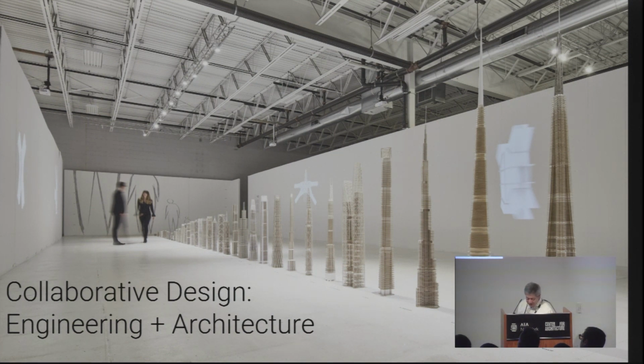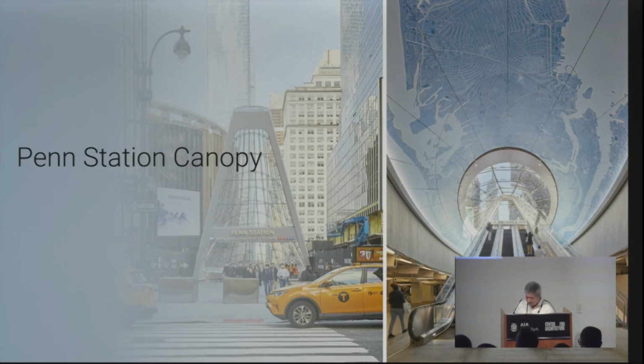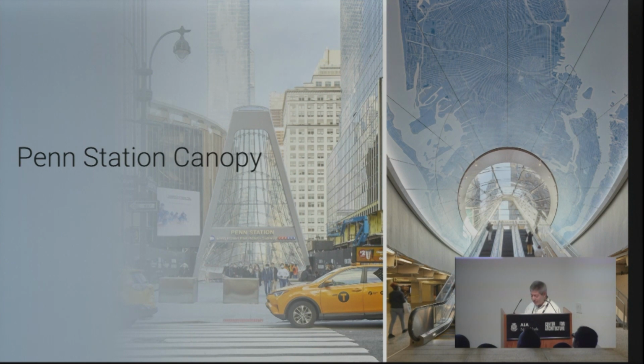Here are some examples of projects that really express the collaboration between architects and what we call structural designers, actually, our engineering team. This is a project that we did at Penn Station. And it's a small project. It's a canopy that leads to the subway entrance at Penn Station.